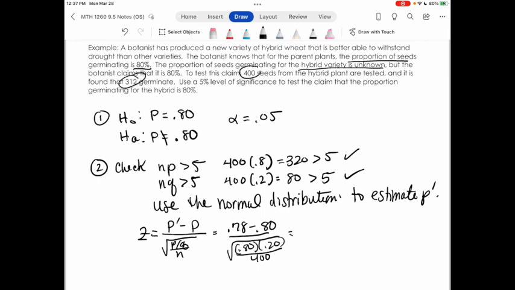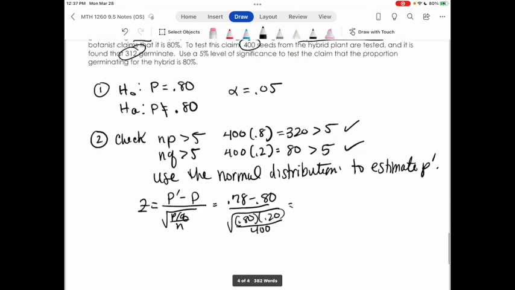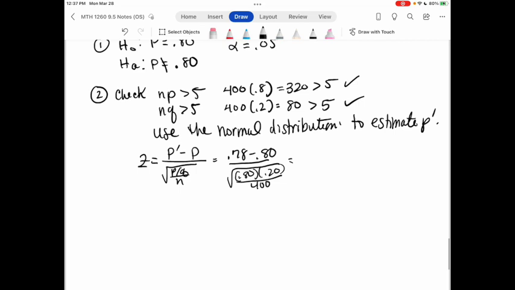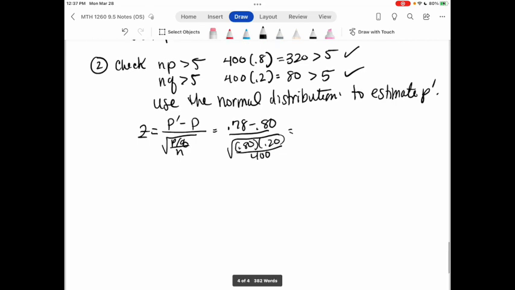Now I got that 0.78 because when they used the sample, they found that 312 out of 400 seeds germinated. So if I take 312 over 400, that gives me 0.78. So that's where I got my p prime from.